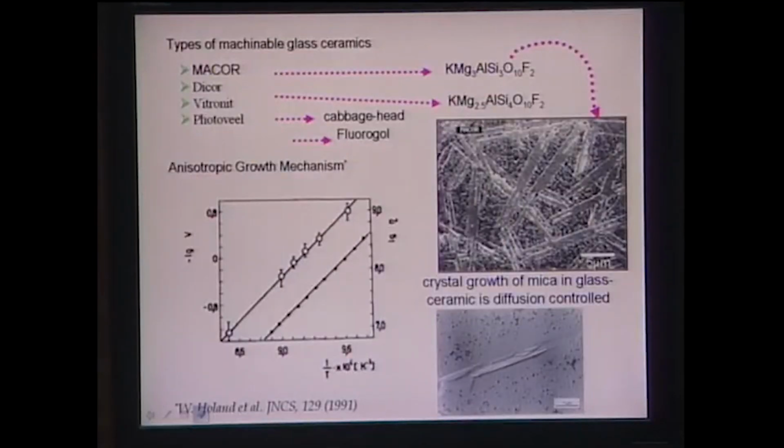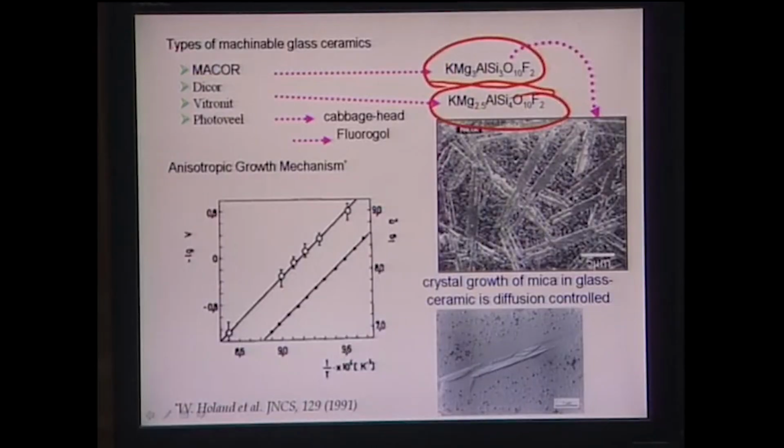Now, there are different types of commercially available machinable glass ceramics. One is the Macor glass ceramic, where the crystals have a typical composition KMg3AlSi3O10F2, and you have the Dicor glass ceramic, where the crystal phase has a similar but slightly different composition, KMg2.5AlSi4O10F2. What you notice in this kind of glass ceramic is that the crystalline phase which is formed has a very complex composition, and it forms during the heat treatment process of the base glass.